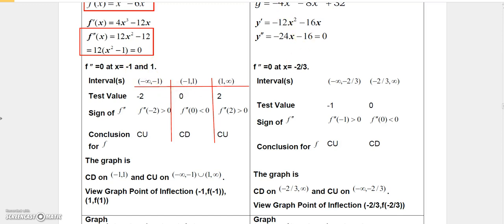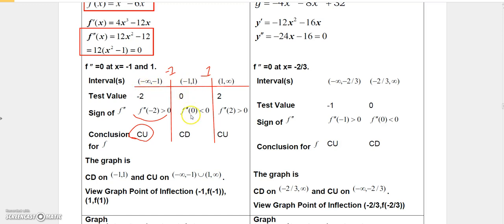So I'm going to break my number line up at negative 1 and positive 1. To the left of negative 1, I pick a test point, negative 2, and notice I'm plugging it into the second derivative here. So plug negative 2 into this, and you'll get 12 times a positive number, which is positive. That tells me the graph is concave up on this interval. So on the interval negative infinity to negative 1, the graph is concave up.